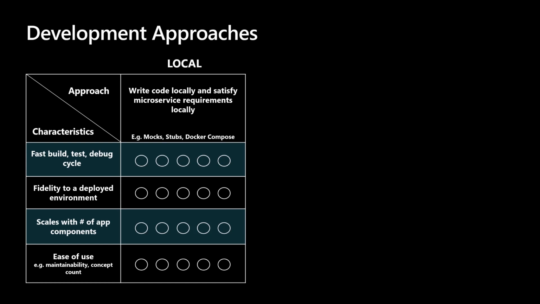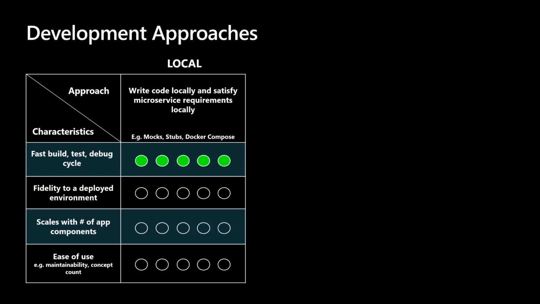There are multiple ways to go about this, such as running all or some dependencies on the developer's workstation and manually connecting via connection strings, or satisfying external dependencies by using stubs, mocks, or emulators, or even using a system such as Docker Compose to run dependencies in containers. But whatever method is used, ultimately, all microservice requirements are satisfied on the developer's workstation.